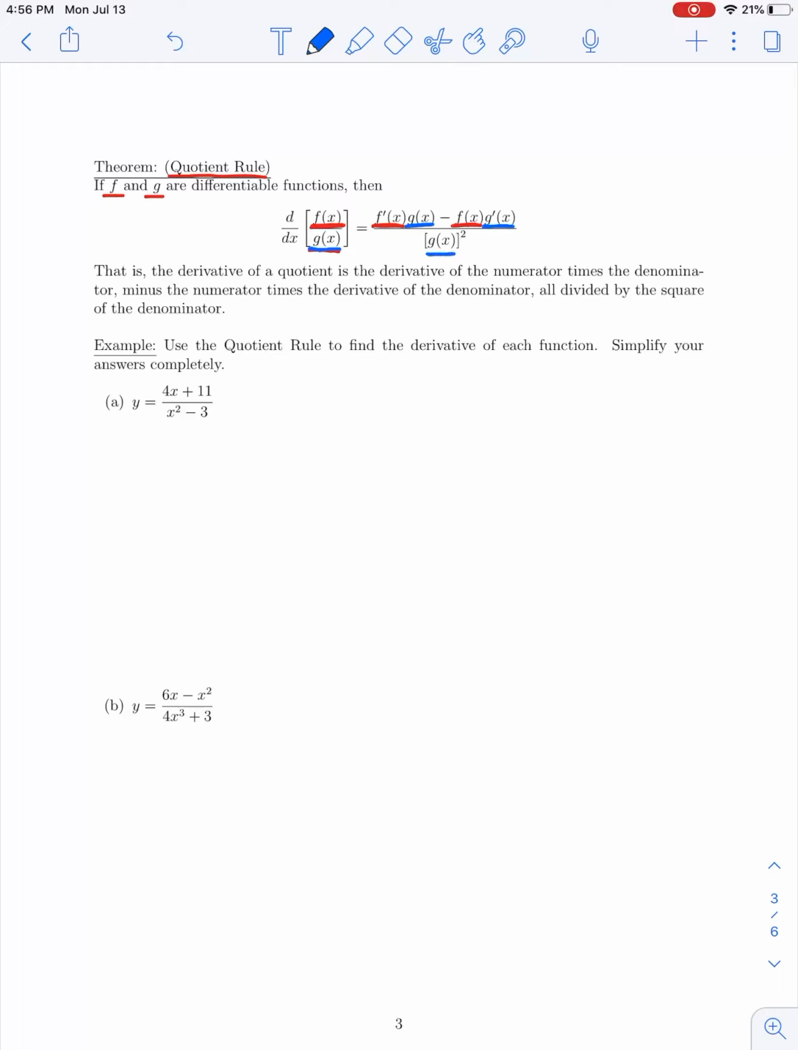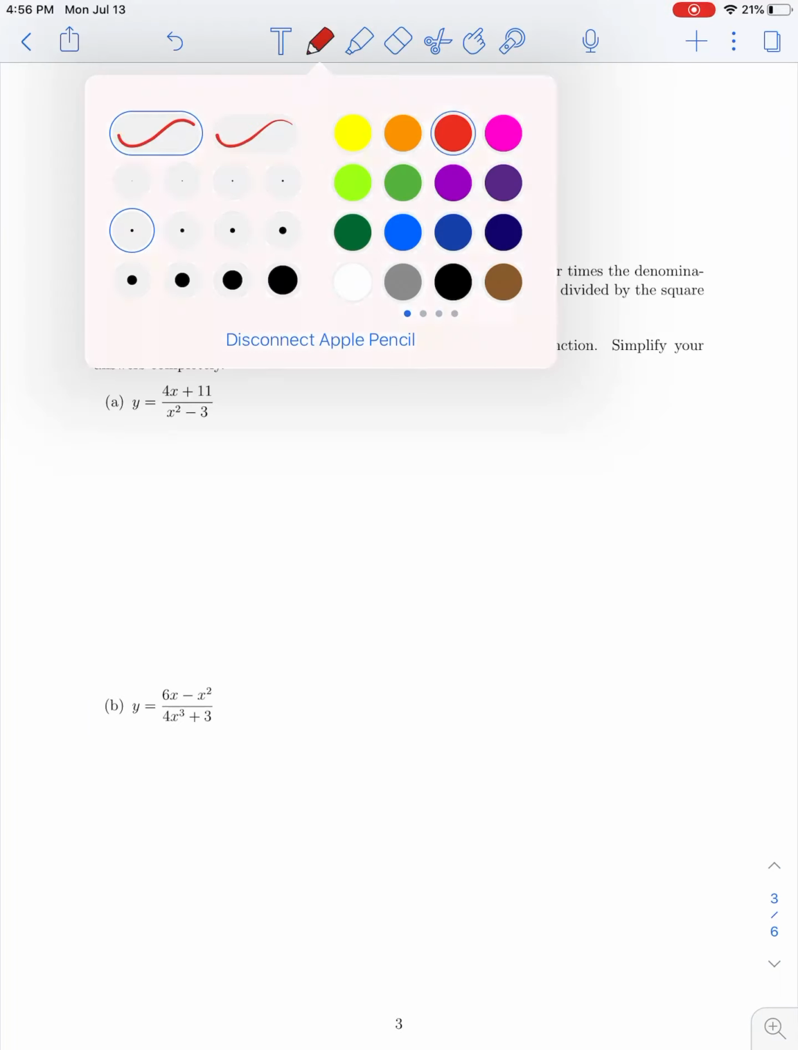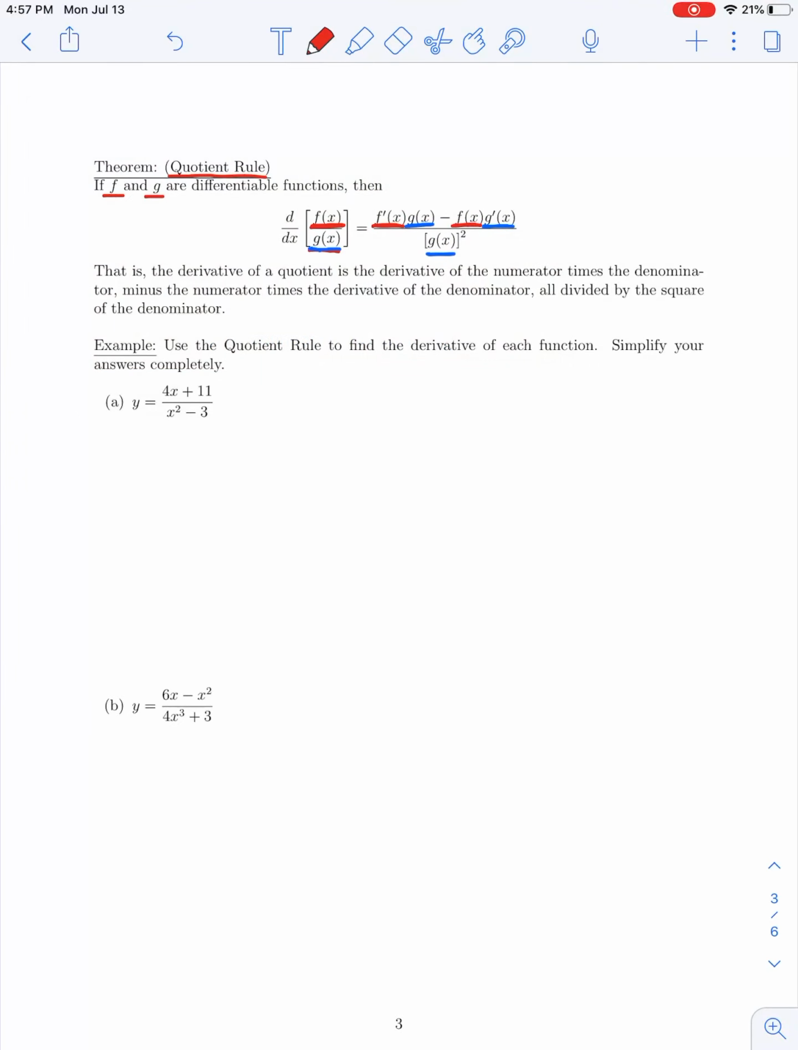So in English, the quotient rule says that the derivative of a quotient is given by the derivative of the numerator times the denominator minus the numerator times the derivative of the denominator, all divided by the square of the denominator.